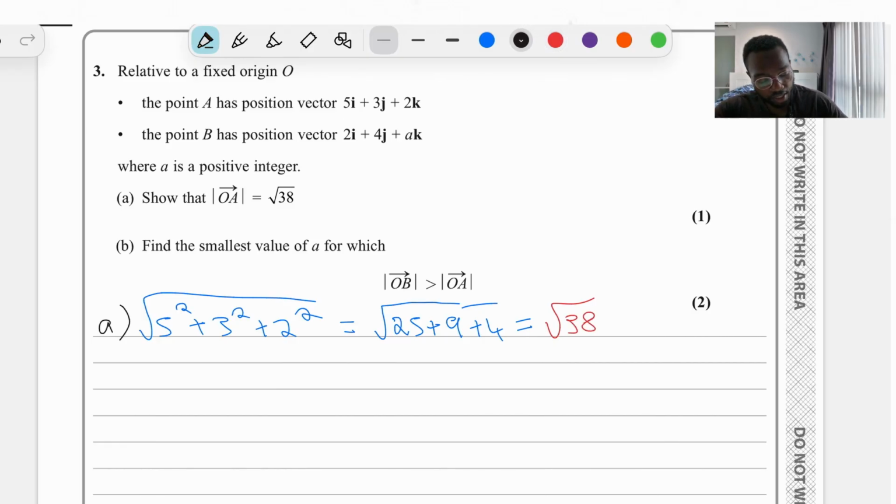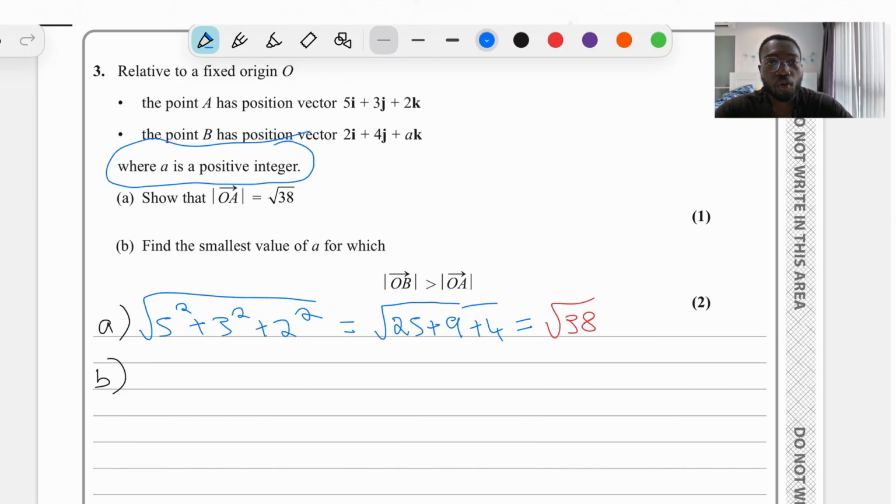And for part B, we need to find the smallest value of a for which the distance of OB is greater than the distance of OA. So what else do we know about a? We know a is going to be a positive integer in this question. That's what they give us here, so that is key.